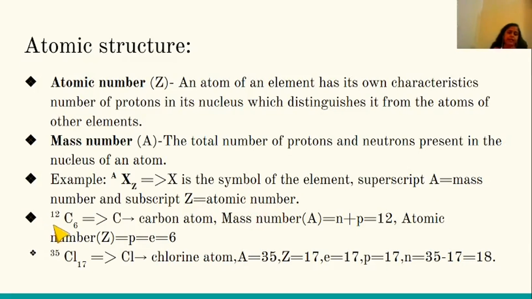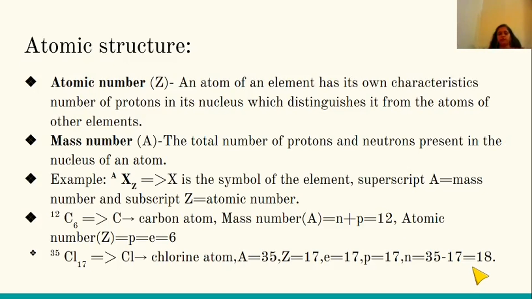Example: here, C denotes the carbon atom, 12 is the mass number, which is the number of protons plus the number of neutrons, which is 12. 6 is the atomic number, which is the number of protons, same as the number of electrons, 6. So, when you know the number of protons, you know the number of neutrons: subtract from the mass number. Like I have shown here, for a chlorine atom, 35 and 17: mass number 35, atomic number 17, number of electrons 17, number of protons 17, so the number of neutrons will be A minus Z, that is 35 minus 17, which is 18.